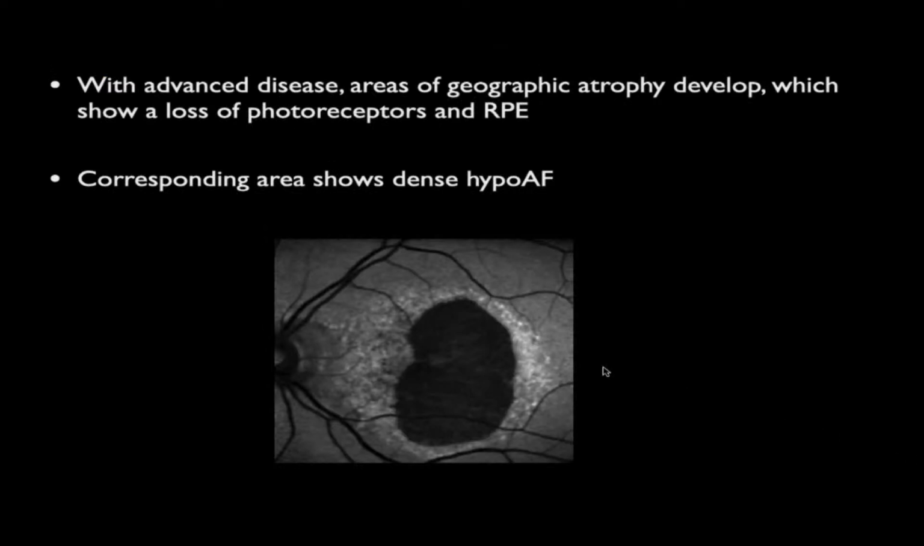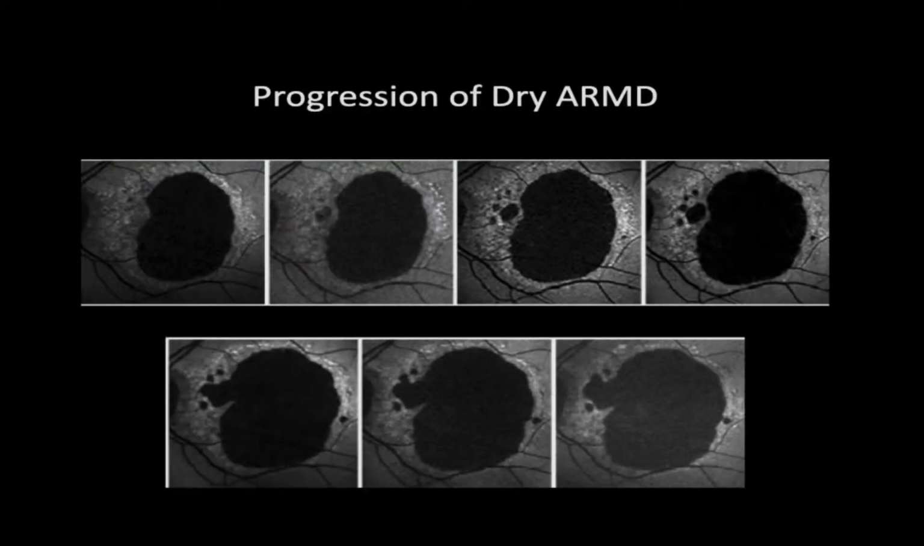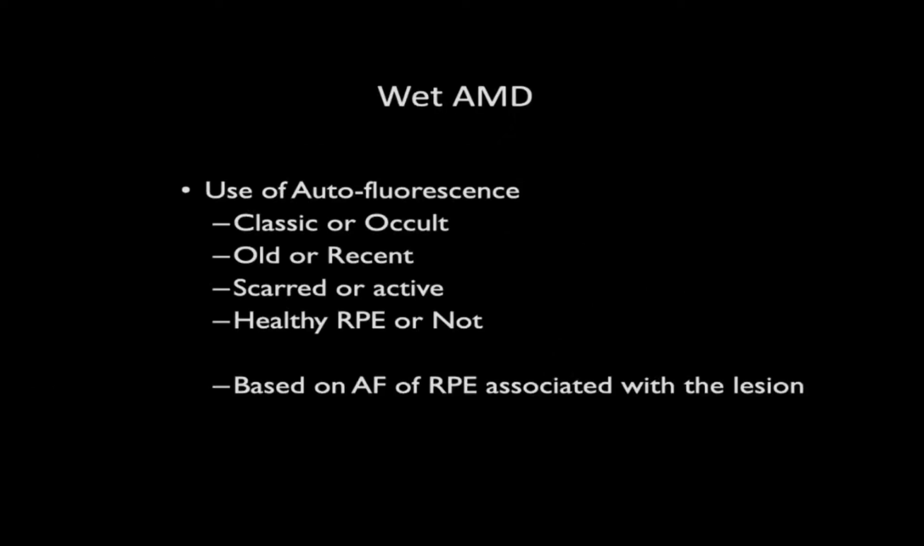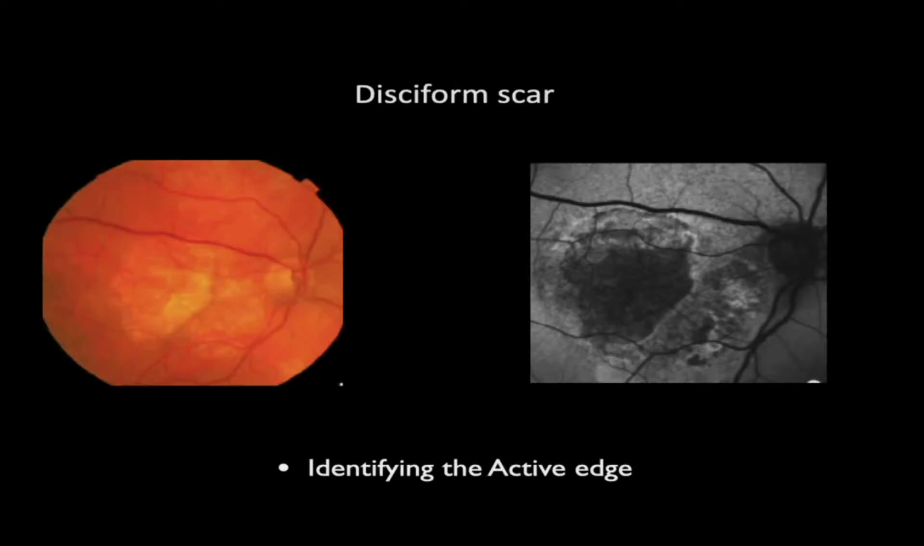Now, with advancement of disease, there are areas of geographic atrophy which develop, which show hypoautofluorescence. Now, these can be studied over a period of time. The progression can be looked at as to the increasing size of the hypoautofluorescence. Now, in a classic CNVM, because it lies in the pre-RPE space, it can destroy and replace the autofluorescence-producing tissues, whereas in an occult CNVM, because of the constant irritation of the sub-RPE tissue, this can cause increased fundus autofluorescence signals. So it can be used to differentiate between them as well.